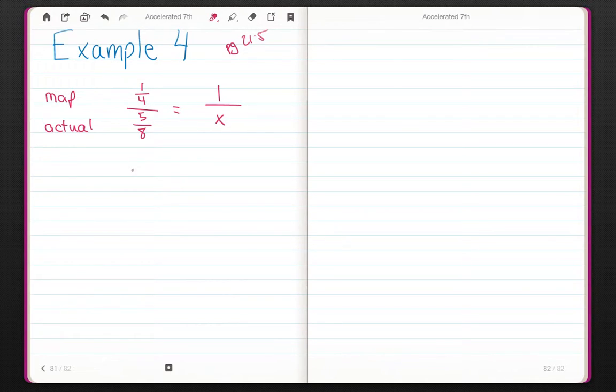So if I cross multiply, 1/4 x equals 5/8, multiply by 4, x equals 5/2, or 2.5 miles.